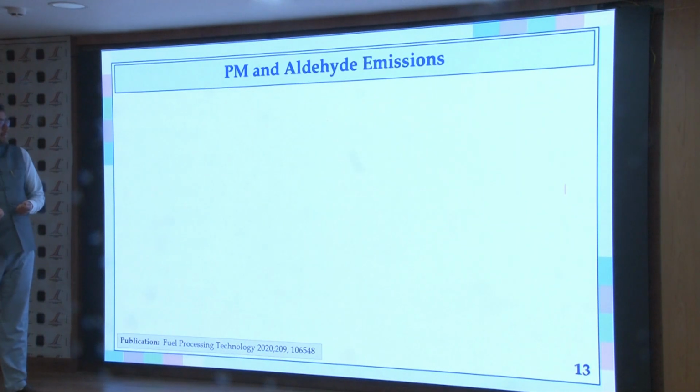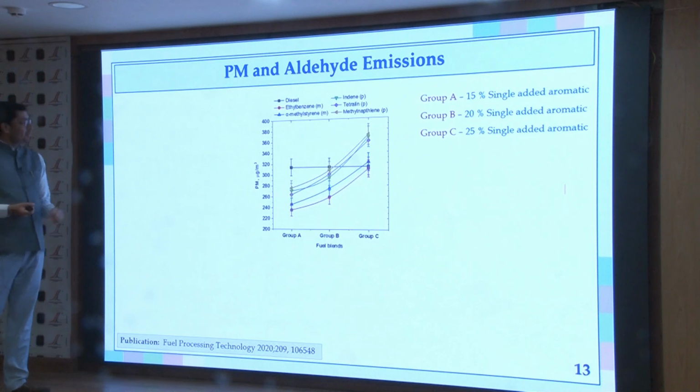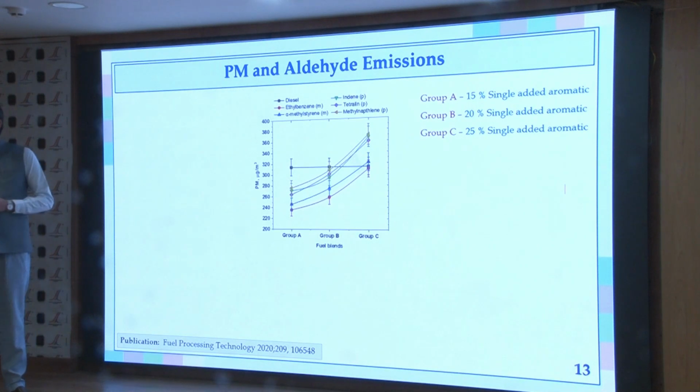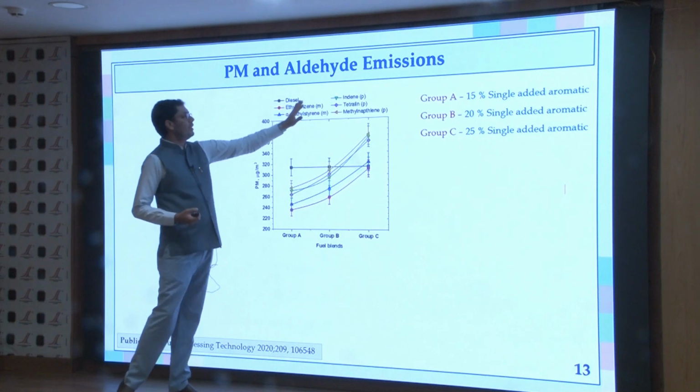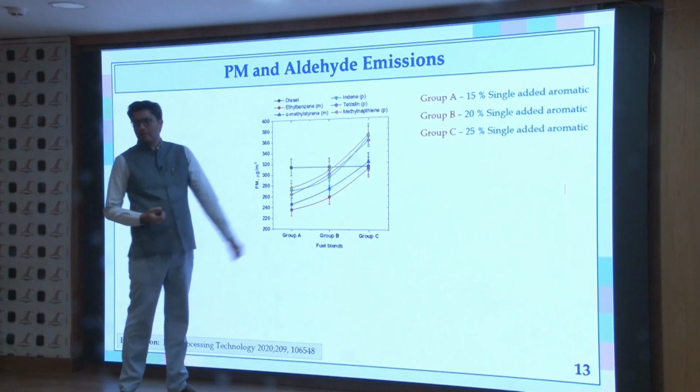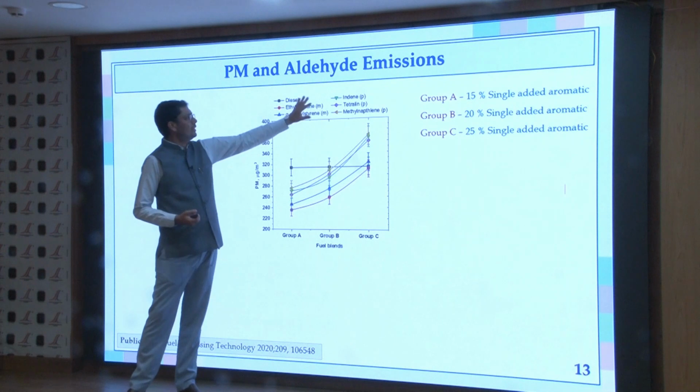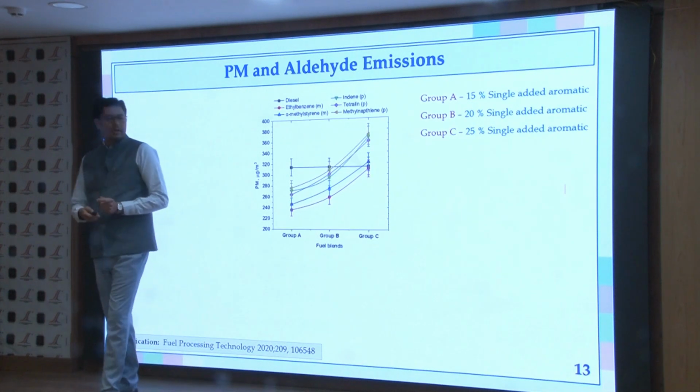And then we talk about PM and aldehyde. We have done the particulate matter and aldehyde emissions for some of the blends, like some of the aromatics: ethyl benzene, indene, petroleum, alpha methyl styrene. These are monocyclic, these are basically polycyclic.